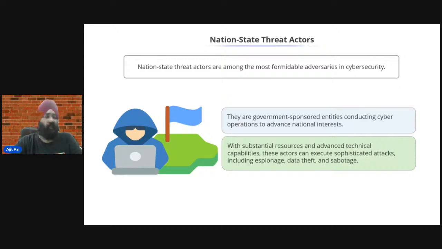I watched one movie called Snowden. Snowden is a fugitive. He was sent on a deputation to Japan. The cover-up given was an education tour, but the main purpose was to install malware in the power grids of Japan so that in case of hostility, they can be controlled. So they are among the most formidable adversaries in cybersecurity. They are government funded, definitely.